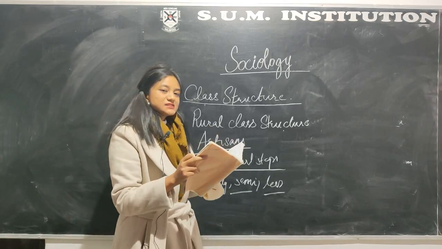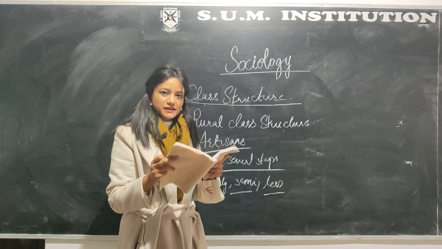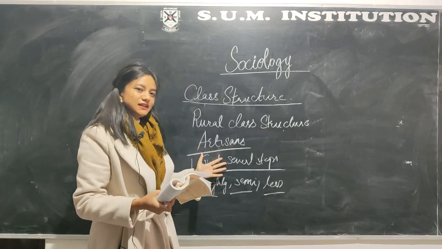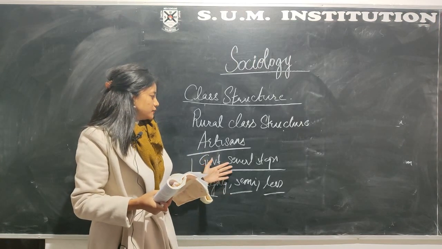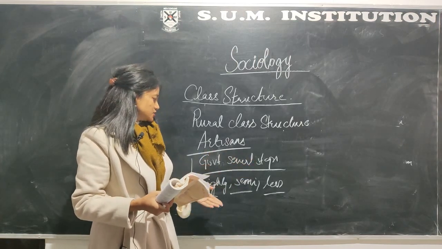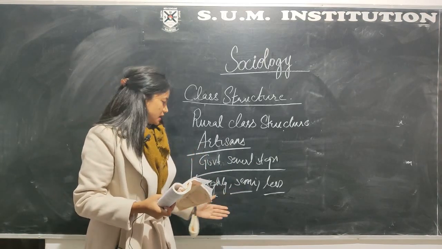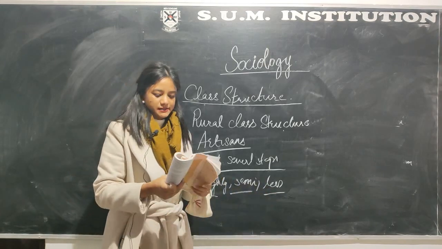So the first class were the peasants. They were the rich peasants, middle peasants, and the poor peasants. And the second class were the artisans, who were badly hit during the British era. After the British era, the government took several steps for these artisans. And even under this artisan class, there are three types of groups: highly skilled, semi-skilled, and less skilled.